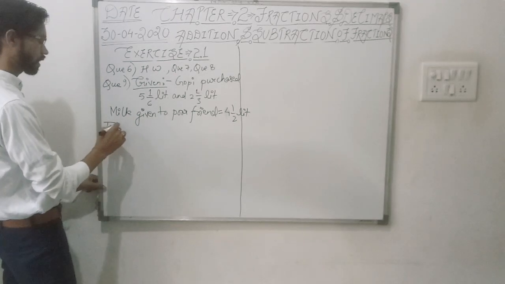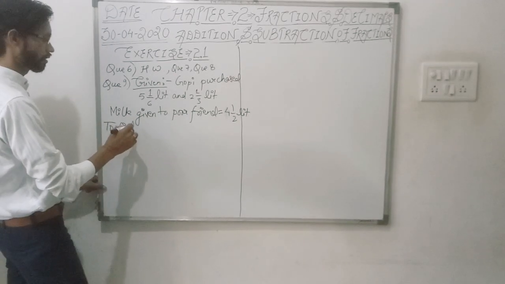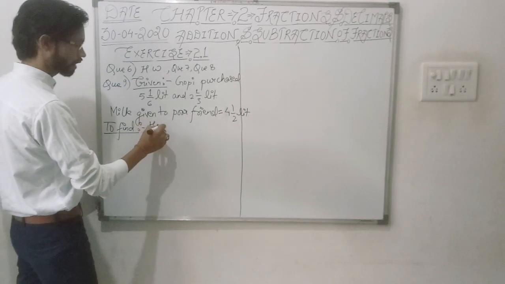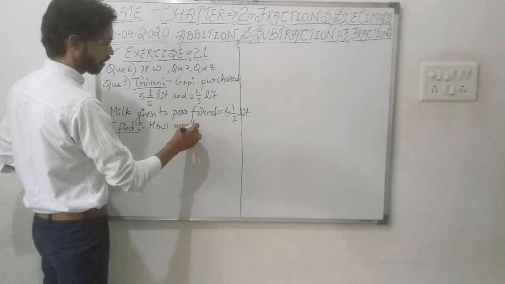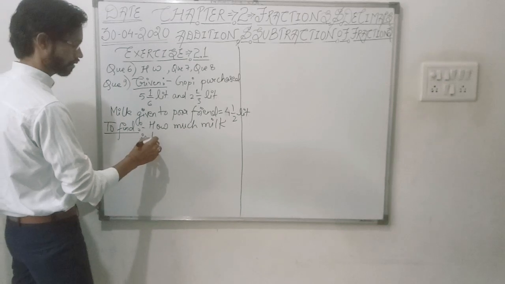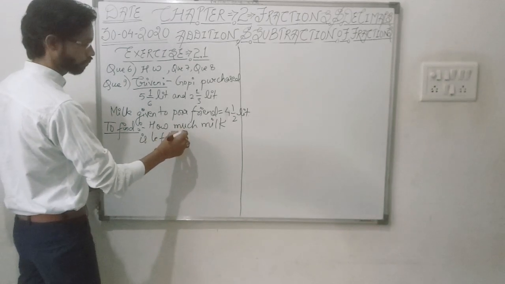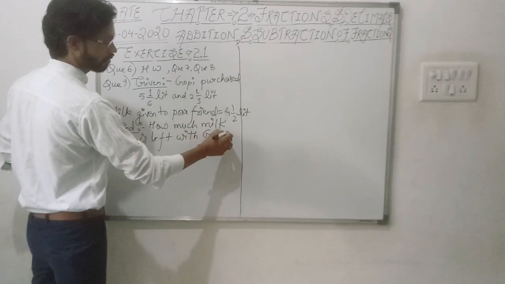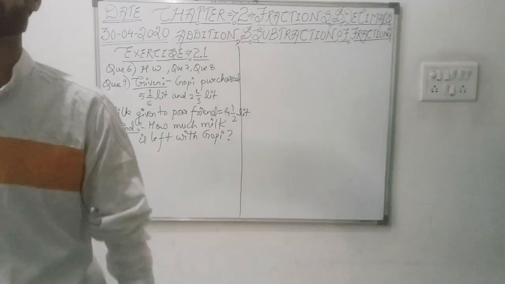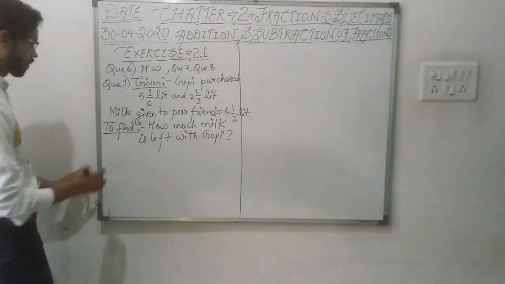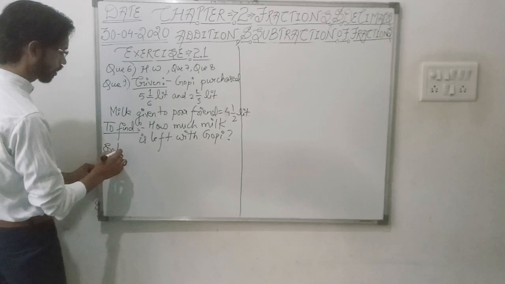Then what we will write down the next heading? That is equal to find. To find means how much milk is left. How much milk is left with Gopi. We have to find out. Okay, so what we'll do, firstly, now we'll write down the heading, solution.